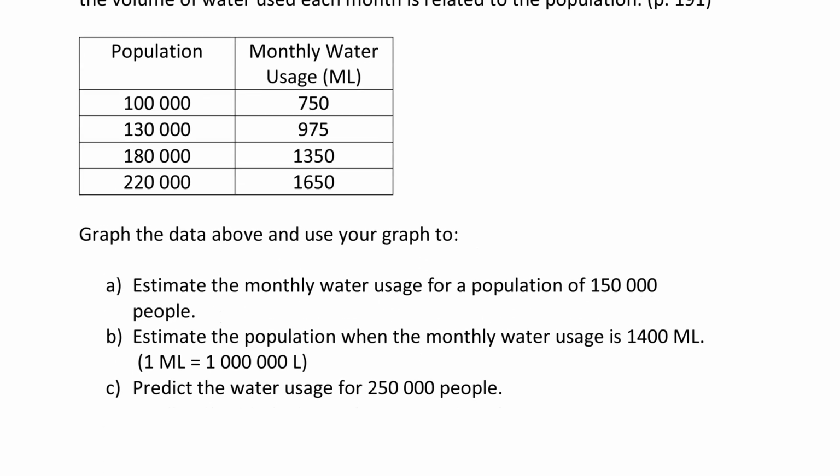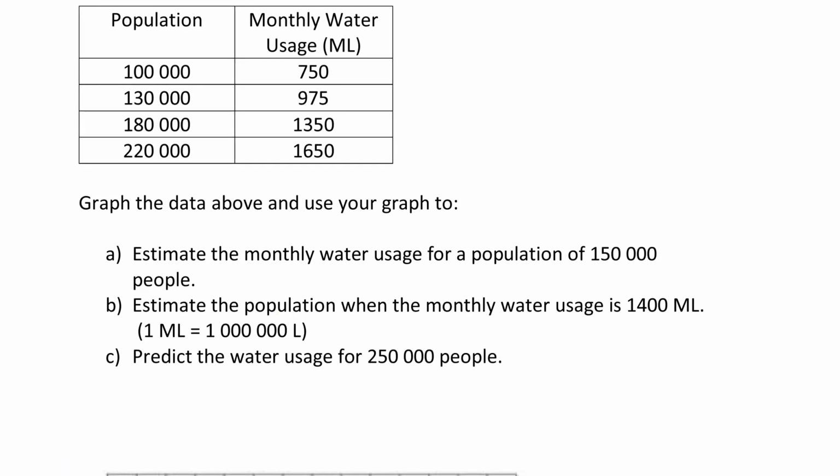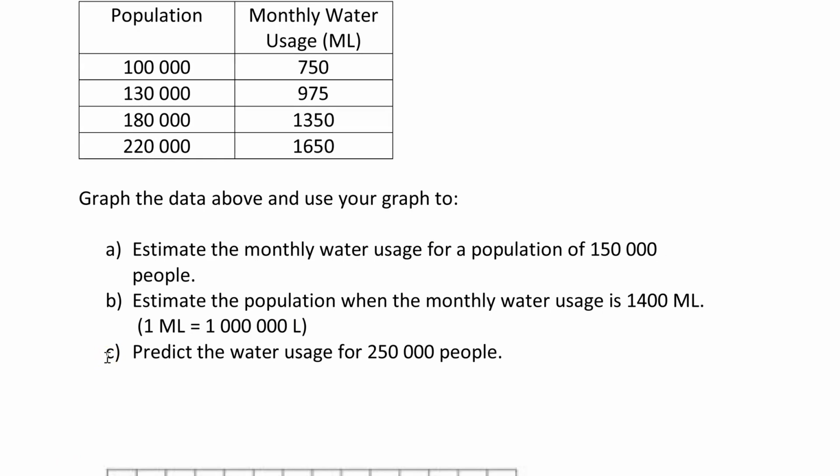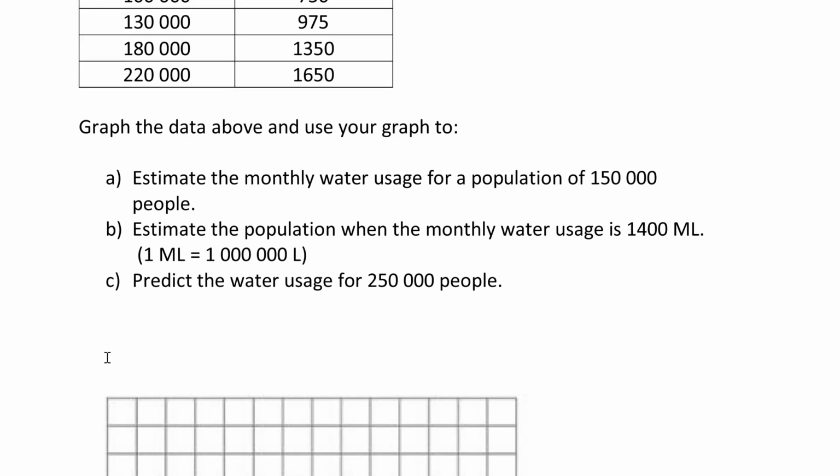So the first thing we need to do is graph the data. Now I'm going to use my population across the bottom as my x value and my monthly water usage across vertically, which will be my y value. Now to make all this fit on the paper, I have to choose a value that's going to increase by a certain amount so that we can actually make this all fit. 100,000 people is where our table starts. Now I'm just going to choose to go up by 20,000 each time. So each line would be 20,000.